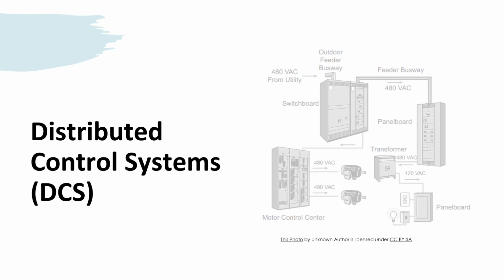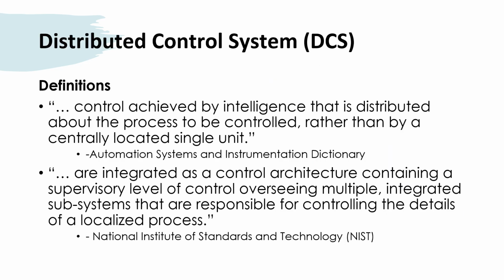Next, we will look at the details of distributed control systems, or DCS. Here are some definitions of DCS. The Automation Systems and Instrumentation Dictionary defines DCS as the control achieved by intelligence that is distributed about the process to be controlled, rather than by a centrally located single unit.